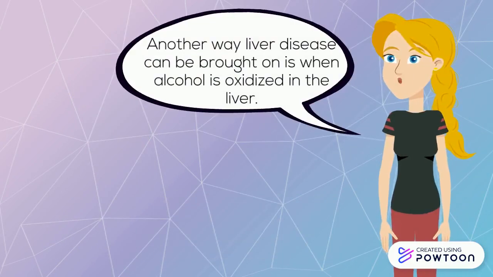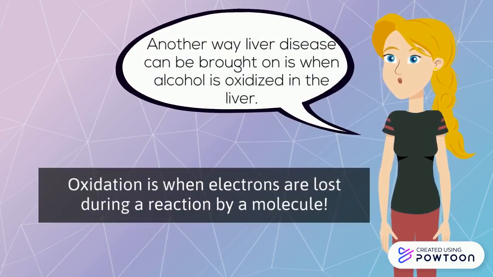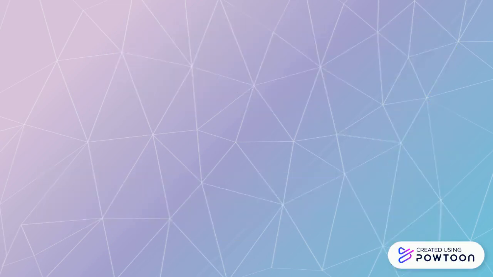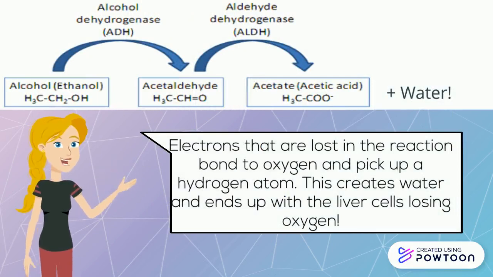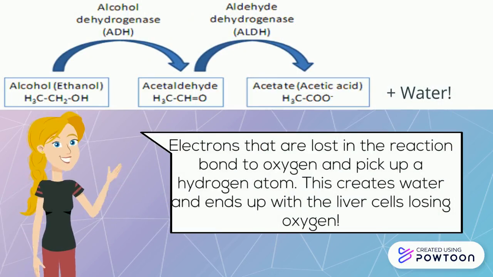Another way liver disease can be brought on is when alcohol is oxidized in the liver. Oxidation is when electrons are lost during a reaction by a molecule. Electrons that are lost in the reaction bond to oxygen and pick up a hydrogen atom. This creates water and ends up with the liver cells losing oxygen.